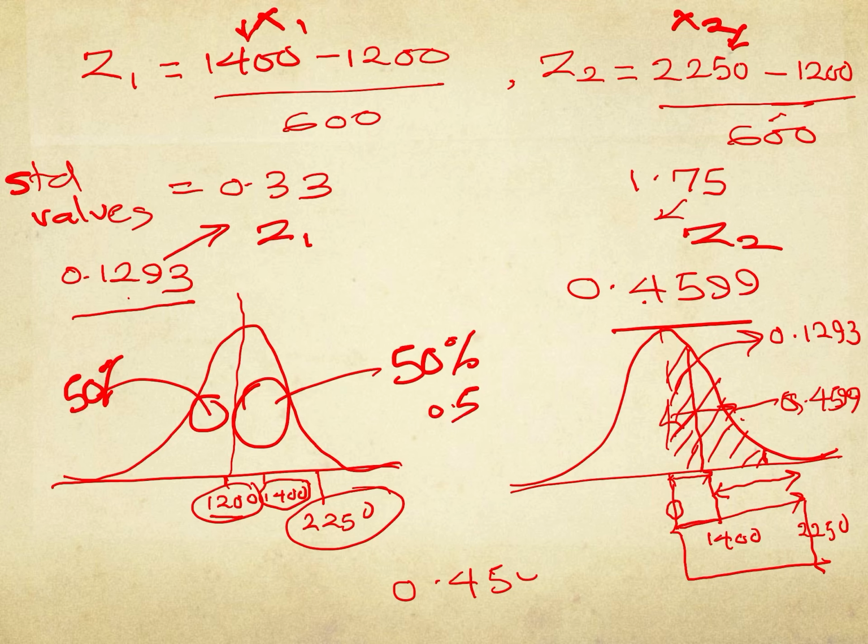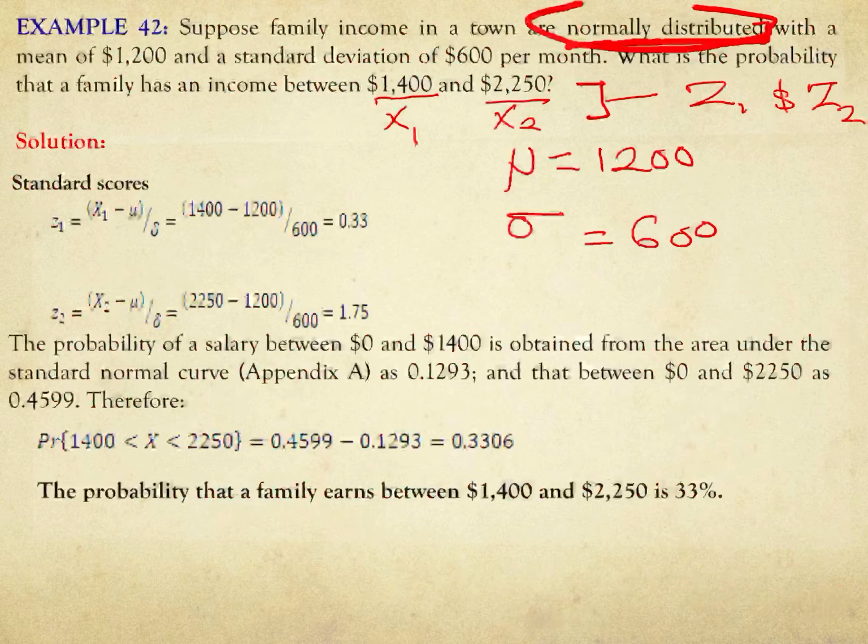0.4599 minus 0.1293. So that gives us 0.33, which is equivalent to 33%. So the answer will be the probability that a family earns between 1,400 and 2,250 is 33%.